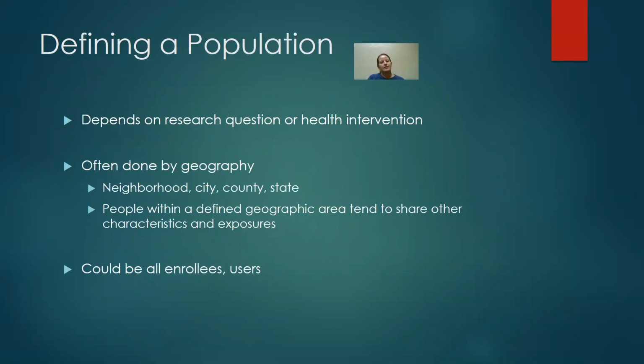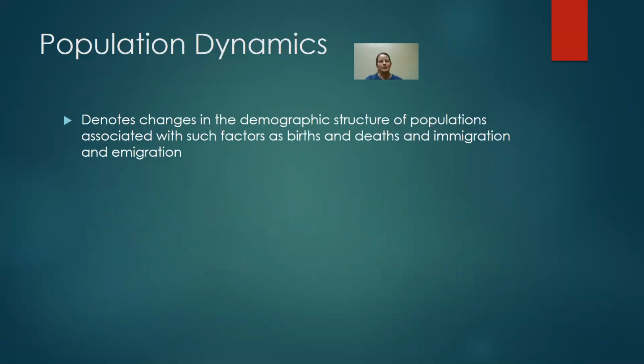In the context of a healthcare organization, you might define your population as all enrollees, all users of your healthcare system, or some other factor that makes the most sense to you and to the questions that you want to answer. So really it does depend on the research question, but it's important to put some parameters around who you're talking about, because typically we don't have the luxury of collecting information about everybody in that population. We typically have to take a sample.